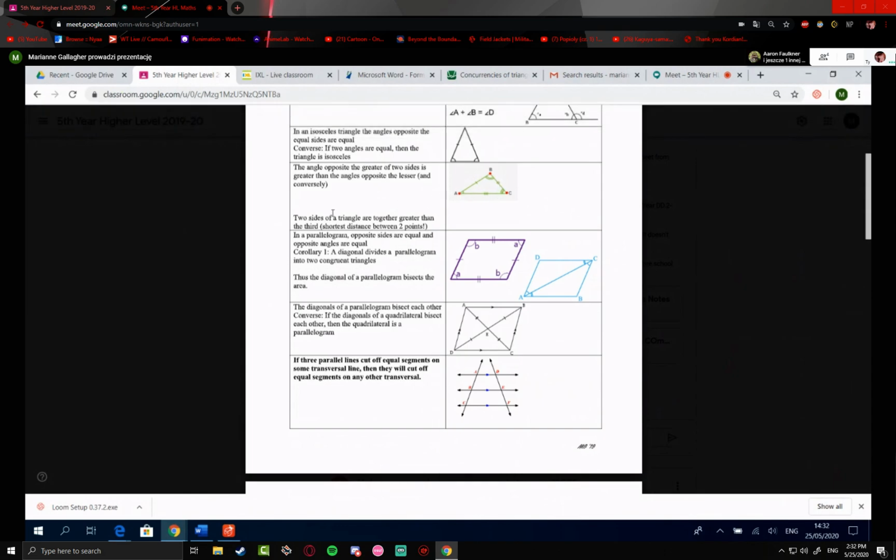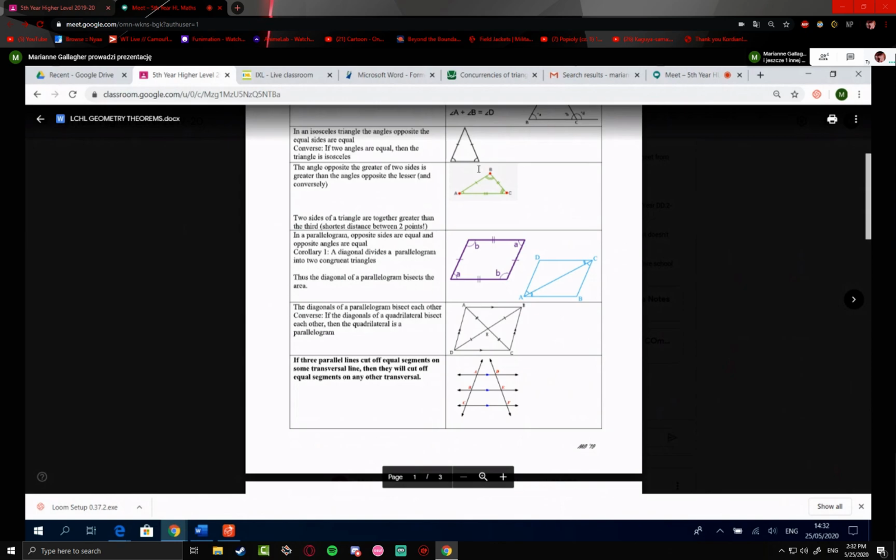Okay, and then two sides of a triangle. This is the triangle inequality law. So if you have two sides, when you add them up, they have to be greater than the third side. So going from B to A to C is going to be bigger than going straight from B to C, because the shortest distance between two points is one side. No matter how short the other two sides are, they have to be longer than that third side.